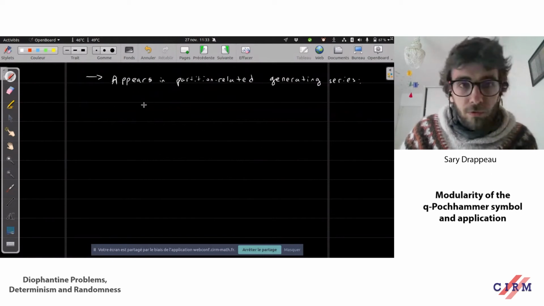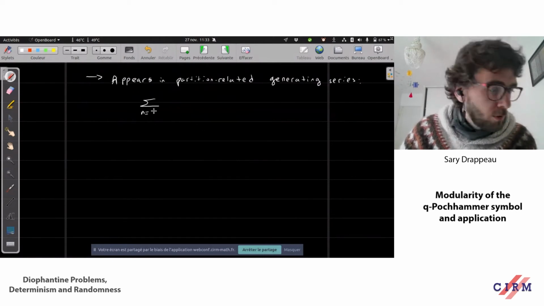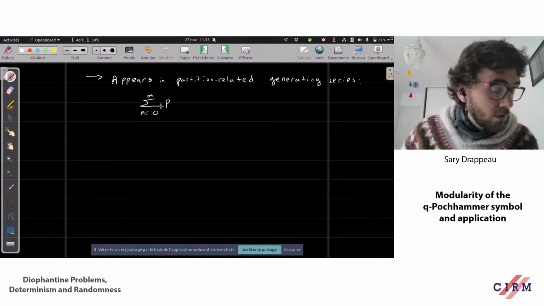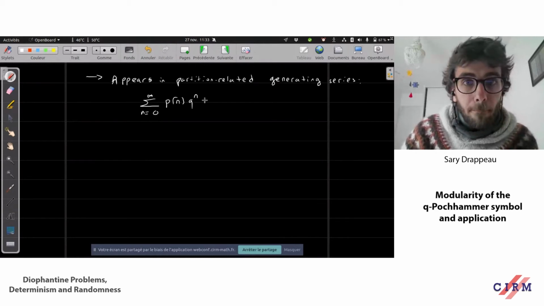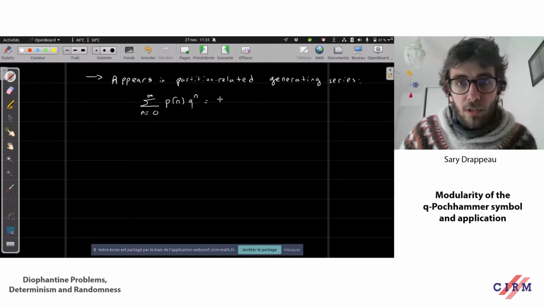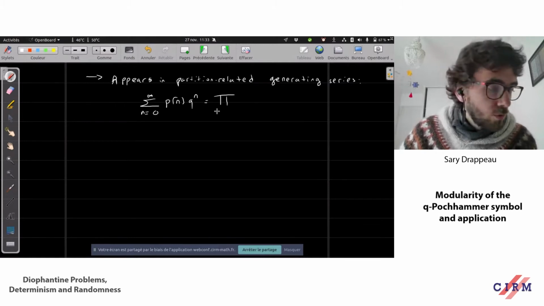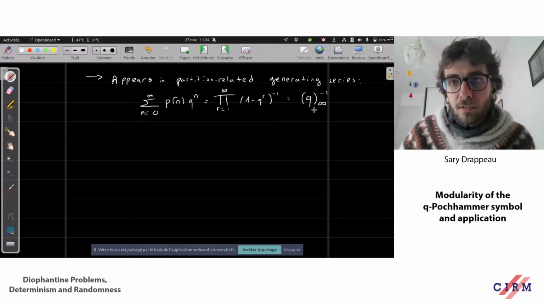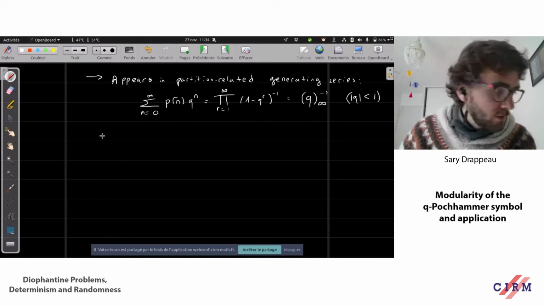I will quote some. Of course there is the partition function, the number of ways to write an integer as a sum of positive integers. It's denoted p of n. And its generating series is nothing else than, if you group all the components of the sum together, an infinite product. You can denote it formally by (q;q)_n, but then you take the limit as n tends to infinity. Here q has to be of modulus less than 1 for this formula to make sense.